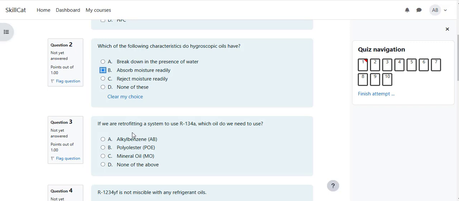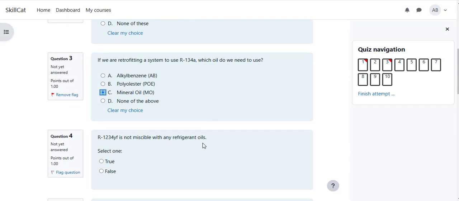If we are retrofitting a system to use R134A, which oil do we need? I don't remember this one, but I don't remember. Mineral oil? I don't know. Let's check again after we finish the questions.